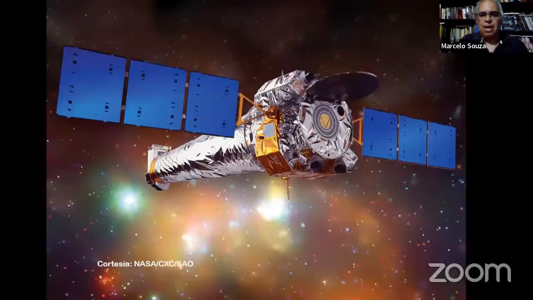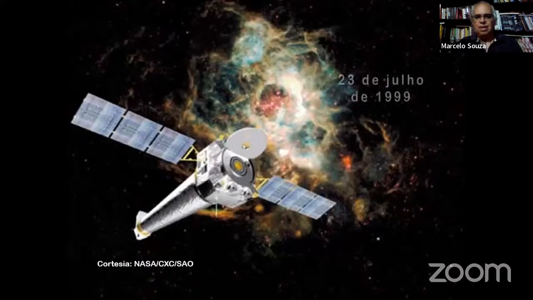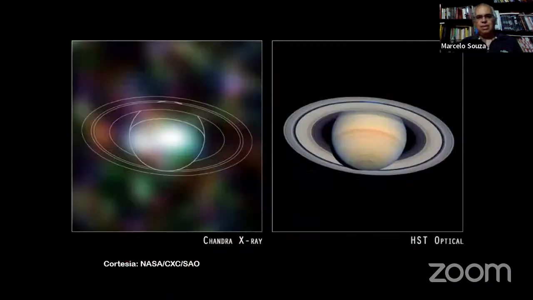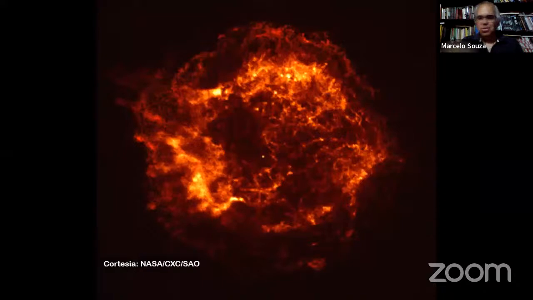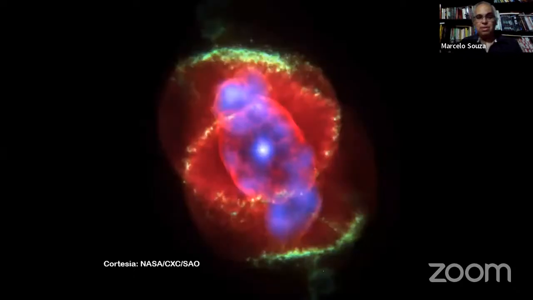And I also chose some images from Chandra. You can see here Jupiter and Saturn in X-ray from Chandra. Then we know the universe in many different frequencies, in many different regions of the spectrum, with the help of space telescopes.